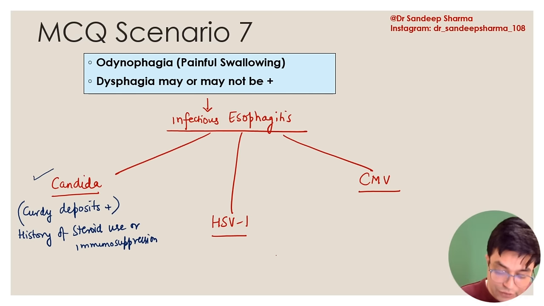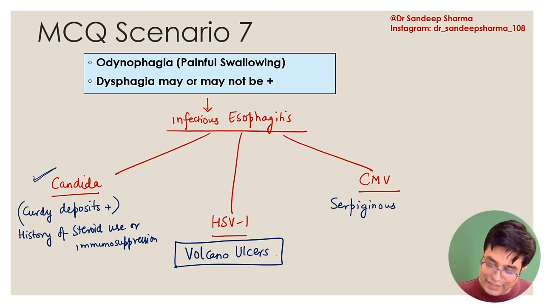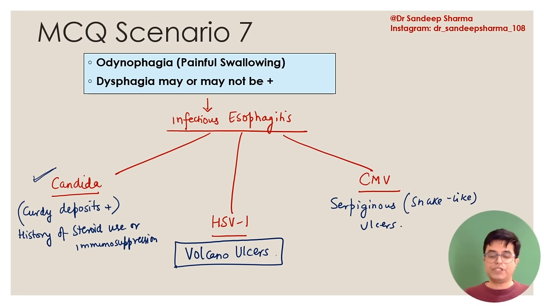Likely diagnosis is Candida. On the other hand, in case of HSV-1, ulcers are produced in the esophagus, which are called volcano ulcers. So they can ask as a one-liner, volcano ulcers are seen in which esophagitis? Caused by herpes simplex virus 1. And third is CMV, like a snake, we call them serpiginous or snake-like ulcers. They are seen in which type of esophagitis? They are seen in CMV esophagitis, right? So this is MCQ scenario number 7 and 3 common DDs.